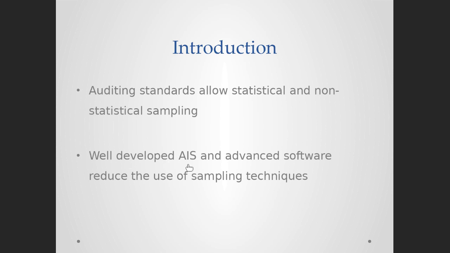A well-developed accounting information system and advanced software reduce the use of sampling techniques. Clients that use sophisticated ERP systems, enterprise resource planning systems, such as SAP or Oracle or other similar software, to process their accounting data, make our lives easier when we come in as auditors. So we can look at the data closely, we can take a larger sample, we can use the software to take a sample for us, so we don't have to do a lot of manual work.